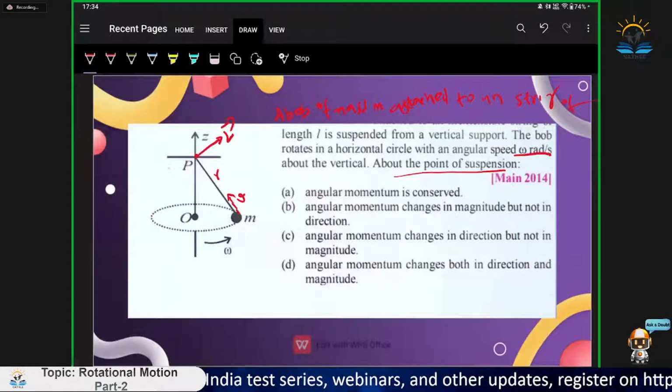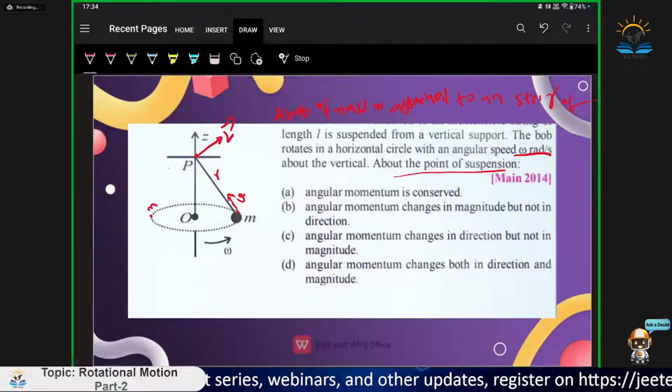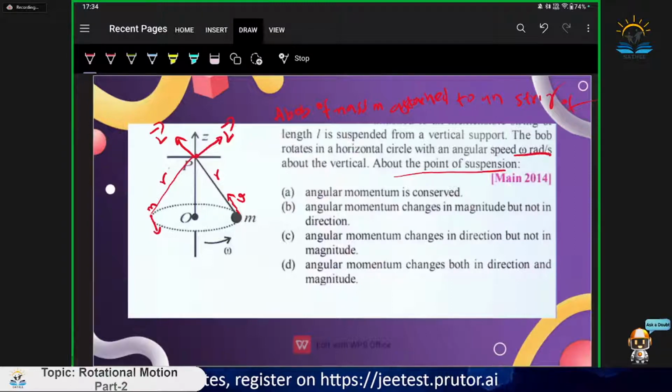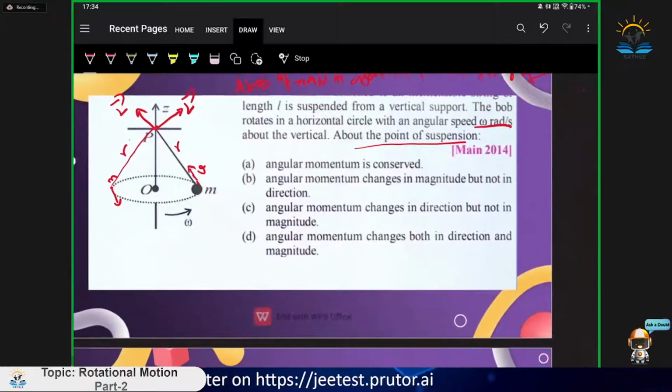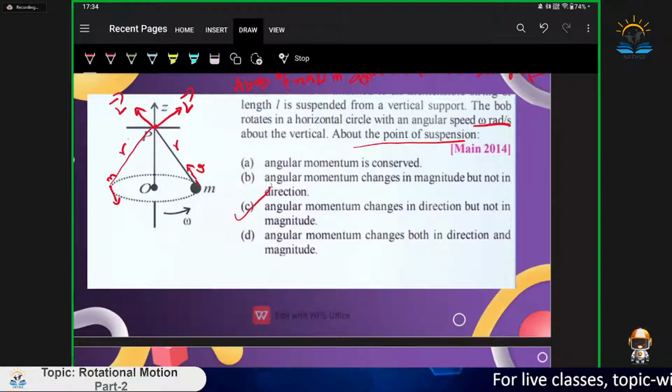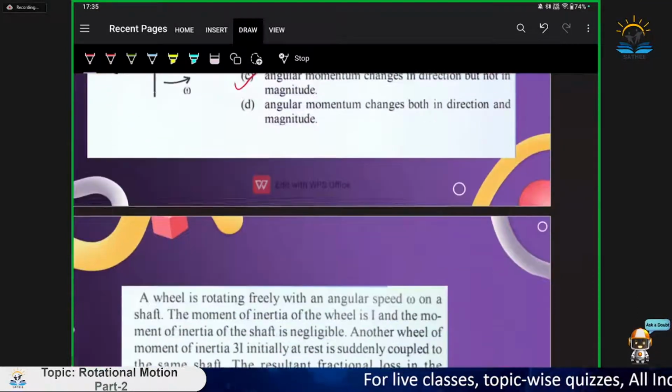And if the mass M reaches here, its velocity will be in this direction. So at this condition, angular momentum will be same in magnitude but different in direction. So angular momentum changes in direction but not in magnitude. MV will be the same, that is magnitude will be same. Direction will be different because velocity direction is changing, and when we do R cross P, we get L. Here the direction of L is changing.